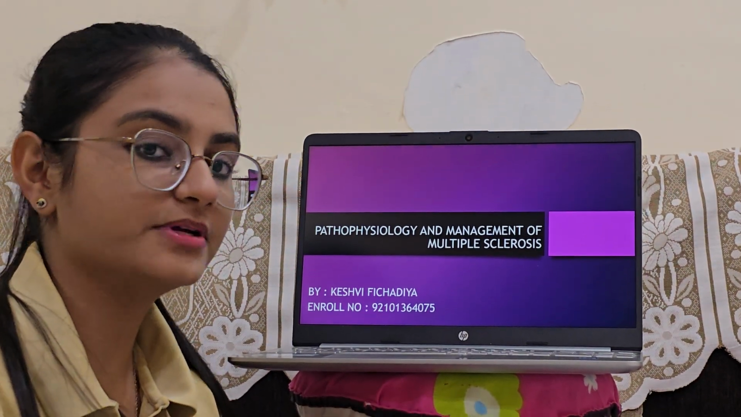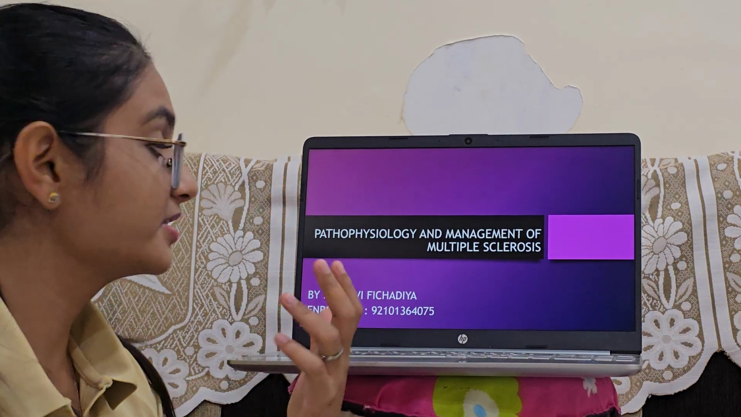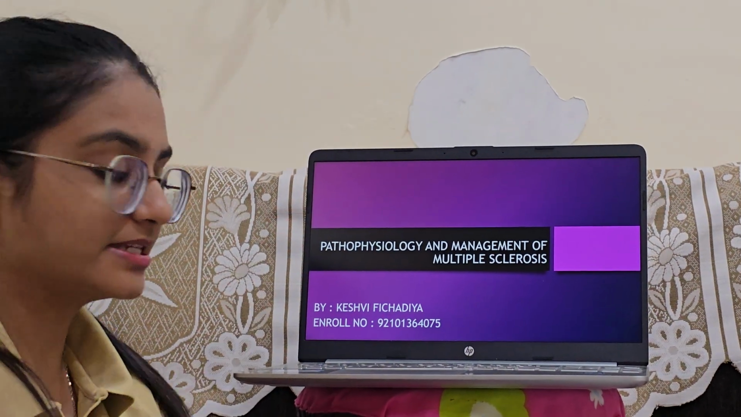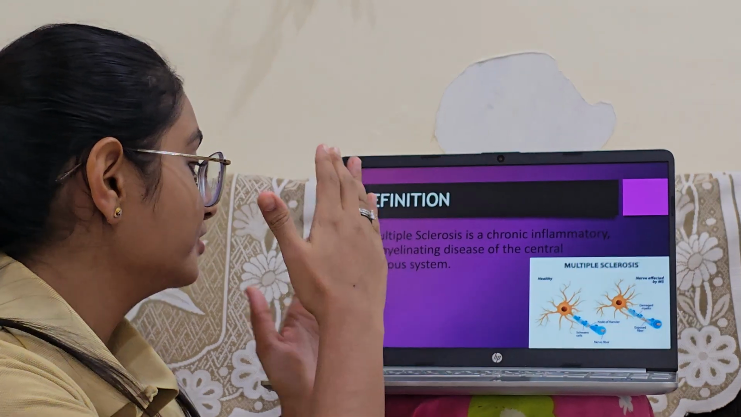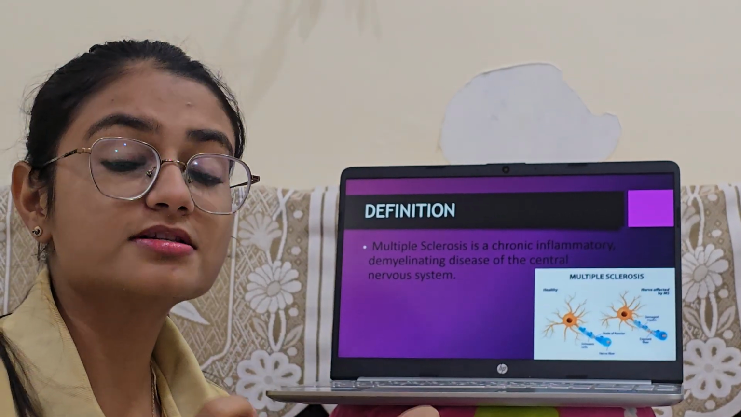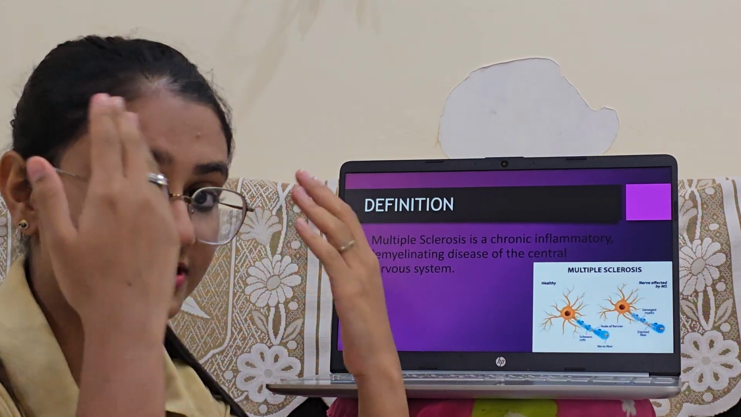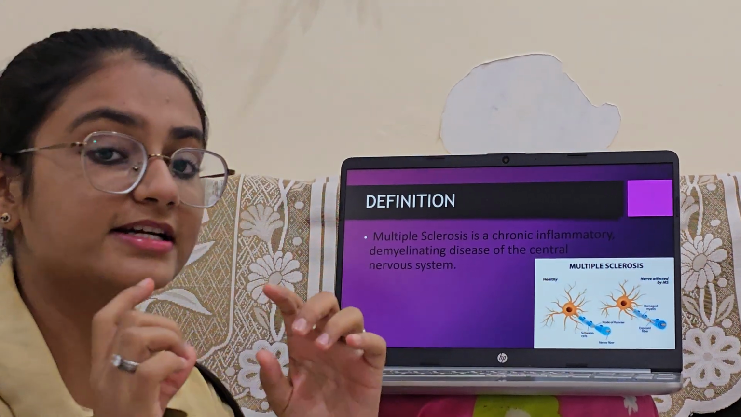I am from final year B physiotherapy, and my topic for rubrics 2 is the pathophysiology and the management of multiple sclerosis. Now, first of all, the definition: multiple sclerosis is a chronic inflammatory demyelinating disease of the central nervous system. Now, what is the demyelination?